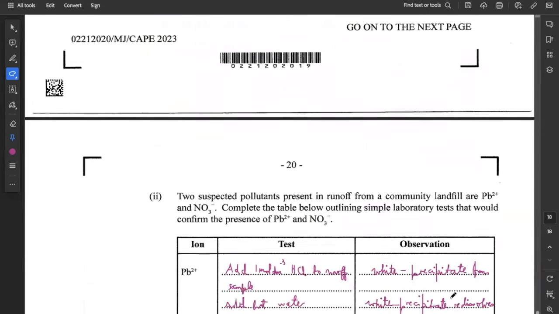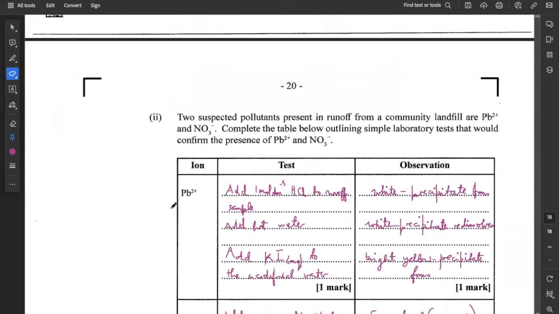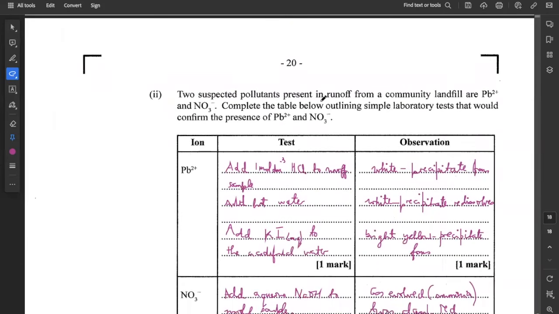And moving right along to part 2 now. Part 2 says 2 suspected pollutants present in runoff from a community landfill are lead, the lead 2+ ion, and nitrates. They suspect that these pollutants are present, right? So complete the table below outlining simple laboratory tests that would confirm the presence of this lead 2+ cation and this nitrate anion. So it's a very qualitative thing now. We're going to do some qualitative lab tests to test for the presence of Pb2+ and NO3-, right?